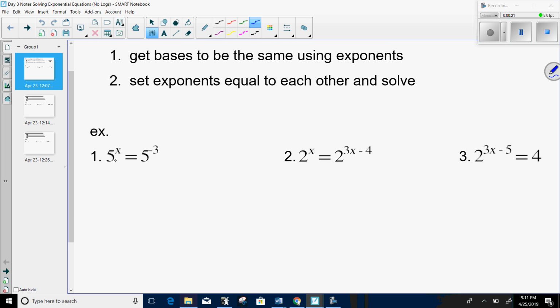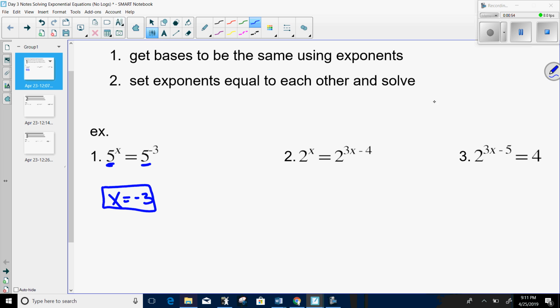So if I look at this, here's my first equation. Notice I have a base of 5 and I have a base of 5. That's already the exact same thing. So since my bases are the exact same thing, that means my exponents also have to be the same if these two are equal. So what I do is I set x equal to -3, solve that equation, which is done, and there is my answer. That's pretty basic. Because if 5^x is supposed to equal 5 raised to the -3rd, if my bases are the same, then my exponents also have to be the same.